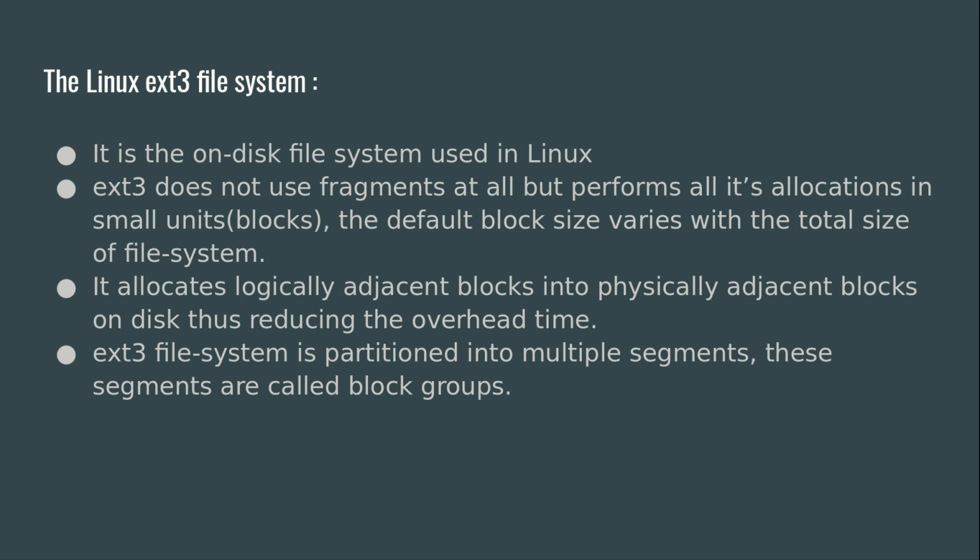The Linux ext3 file system is the on-disk file system used in Linux. ext3 does not use fragments at all, but performs all its allocations in small units like 1 to 8 KB. Default block size varies with the size of the file system. It allocates logically adjacent blocks into physically adjacent blocks on disk, thus reducing overhead. The ext3 file system is partitioned into multiple segments. These are called block groups.